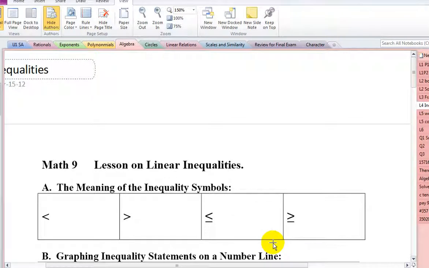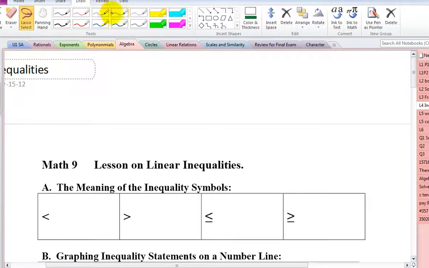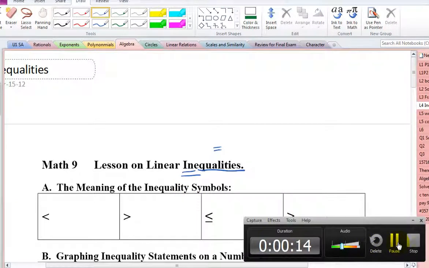So today we're looking at inequalities. They're different than equalities. Equalities have an equal sign. An inequality has one of those other signs: greater than, less than, or equal to.